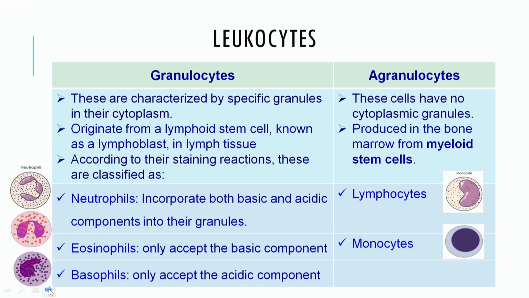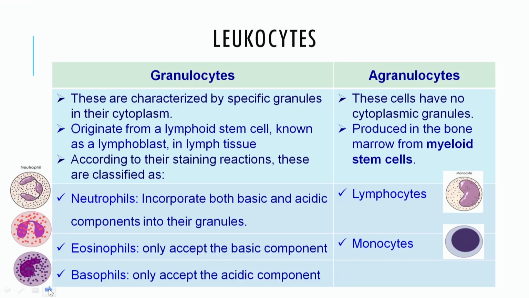Leukocytes are classified into two different groups, that is granulocytes and agranulocytes. Granulocytes have granules in their cytoplasm which can be stained with different stains and visualized under the microscope. Whereas agranulocytes do not have granules in their cytoplasm. If at all they are there, they are very small and very minute. That's why they are called agranulocytes.